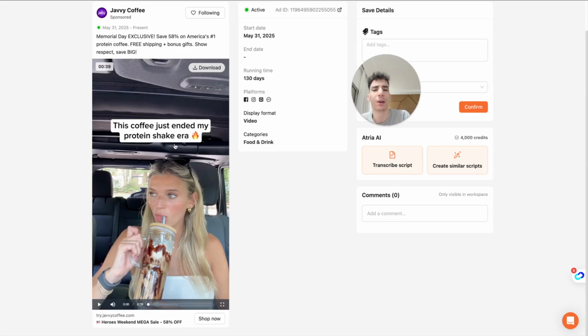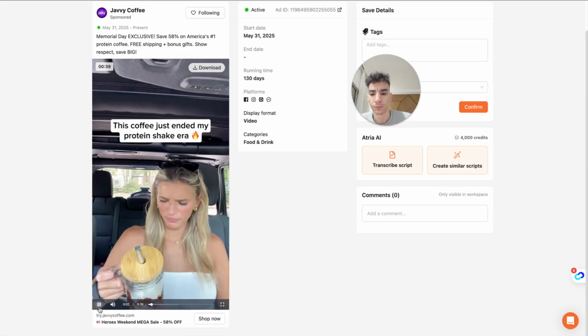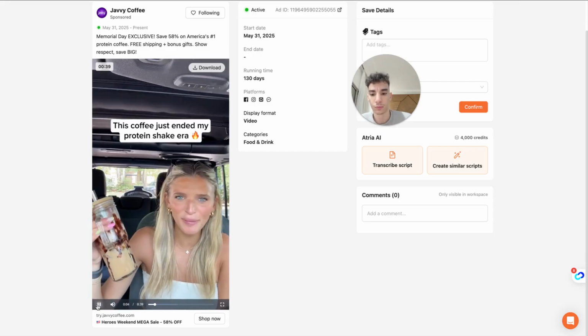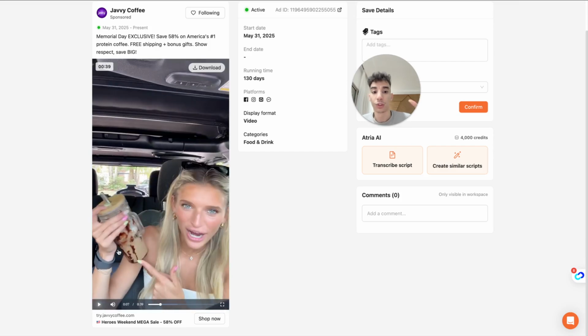This coffee just ended my protein shake era. You see the hook, grabbing. Like, wait, why didn't anybody tell me about this protein coffee that doesn't taste like garbage? So I tried protein coffee that doesn't taste like garbage. The main big problem is protein in a coffee that doesn't taste like garbage. Remember this, because people keep complaining about how protein tastes bad. Then they have this, which is for them.